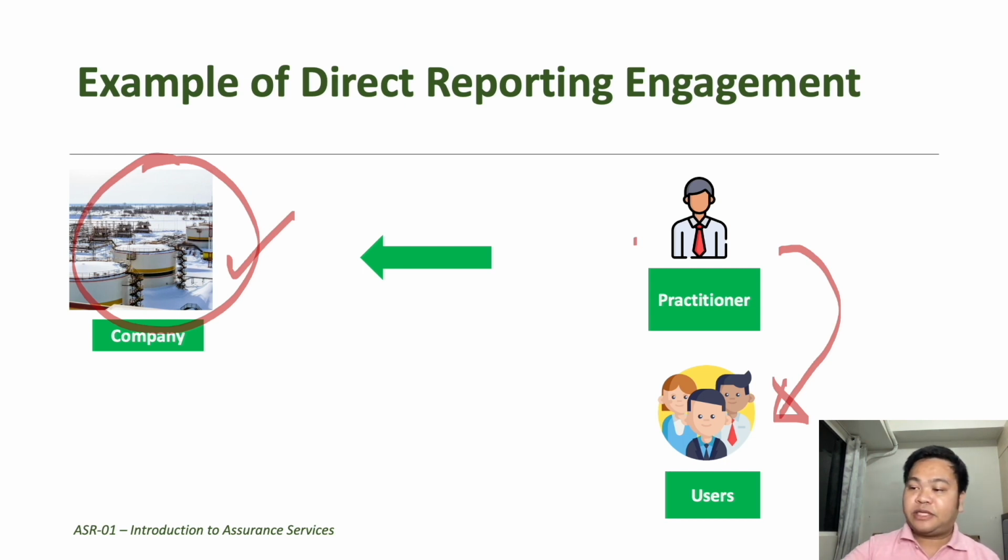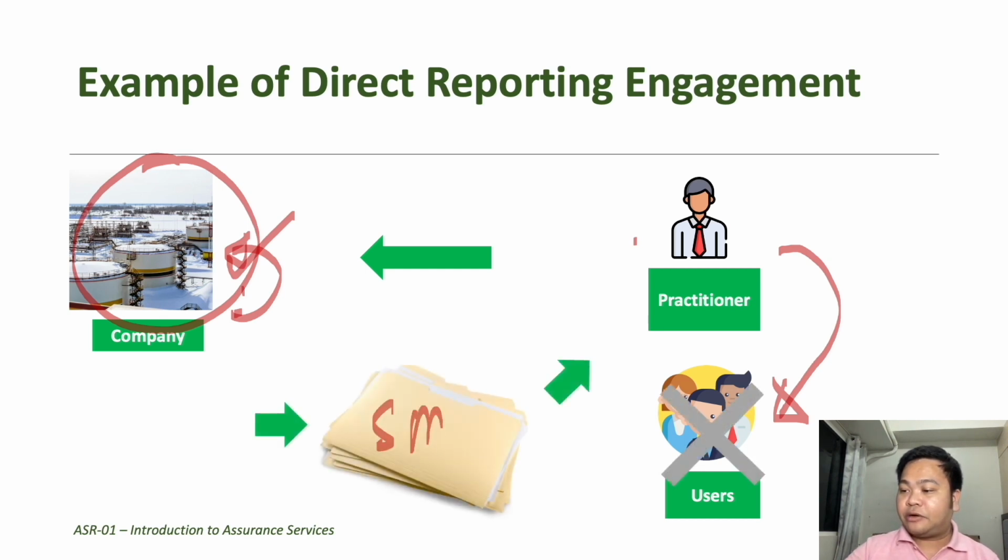Because there is no representation anymore from the responsible party, in this case the company, that is being presented or issued by that company. Okay? It's also possible that the company measures their own reserve, just like in the assertion-based engagement, and issues a representation or subject matter information. But the difference from assertion-based engagement is that this time, the subject matter information is not made available to interested users. It's just issued or provided to the practitioner.